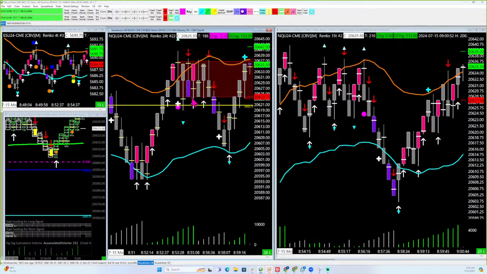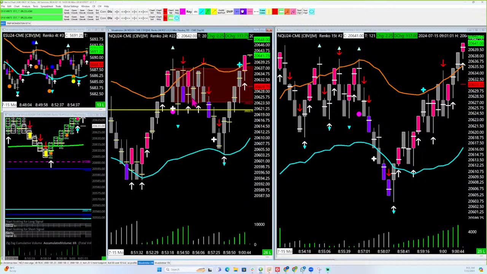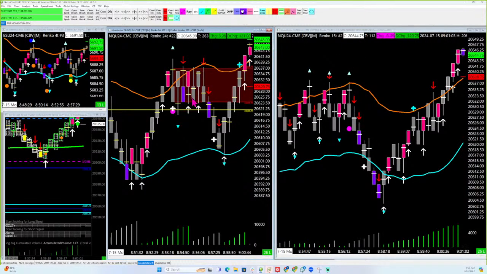I'll be long 42 with a 15 point stop if that prints. 42 with the 15 point stop. Small size, right? Just give me a little bit. There you go, I'm long. 42, 15 point stop, which puts me at 27.